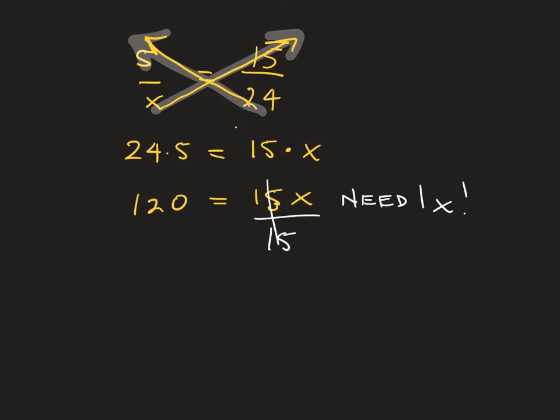We're going to divide by 15 to get rid of the 15 there. But whatever we do on one side of the equation, we must do on the other. So we're going to divide 120 by 15 and get a final answer of 8. And that's how it's done.